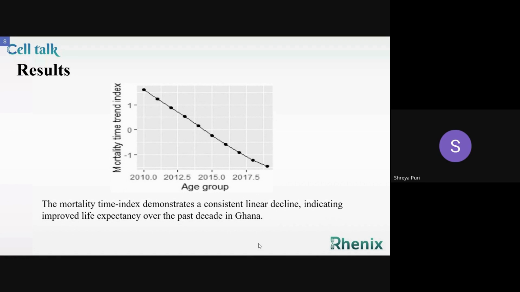This is the mortality time index. It tells that there is a consistent straight linear decline, which indicates the life expectancy has improved over the past decade in men. It is a straight line because the assumptions were made that there will be constant growth of mortality rate and constant growth rates. And another reason was the use of SVD.